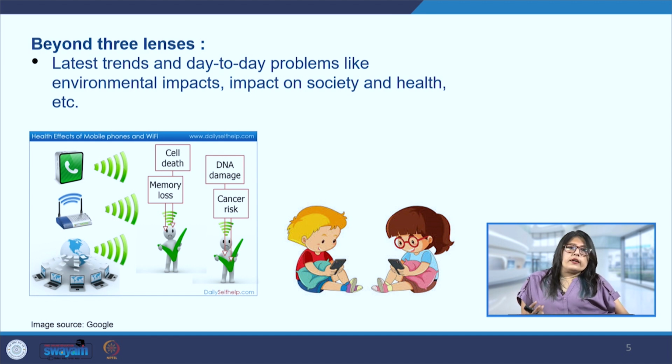The next is the energy consumption. So the energy that is required to manufacture and operate and charge all these smart devices across the world utilizes a lot of energy. So that is another point that we have to take care of. This also leads to environmental degradation.